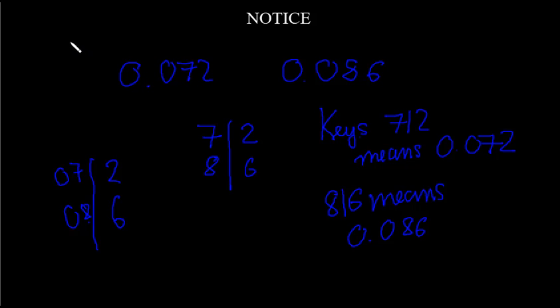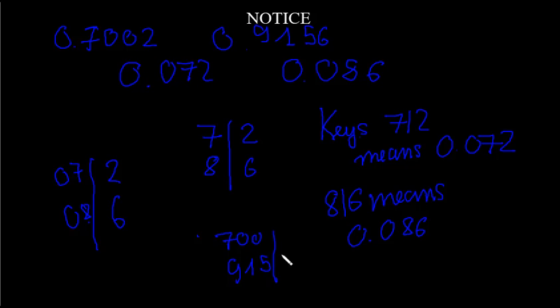Let me take another example. 0.7002. So for this part, you can write like 700, 2, and 0.9156. So for this part, you can write like 915, 6. You can write as many as you want for the stem part, but for the leaf part, you are only allowed to draw only one number. So here are some of my notices for the stem leaf diagram.